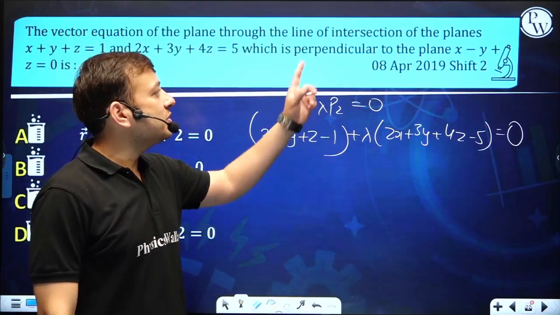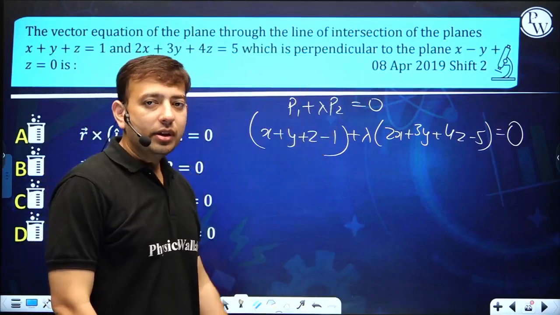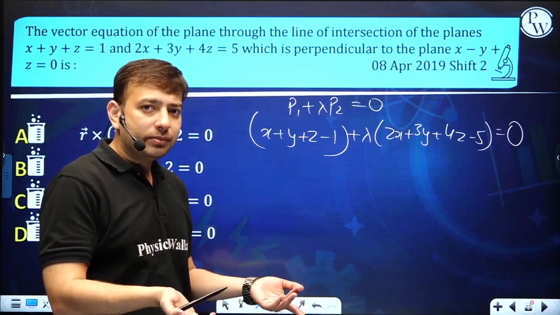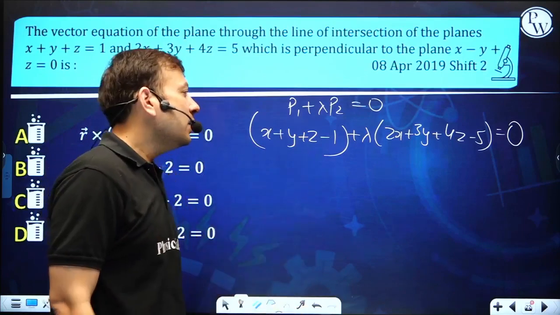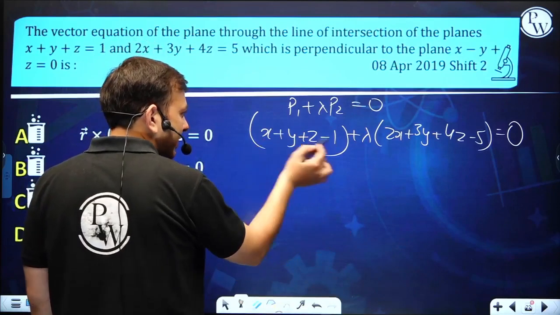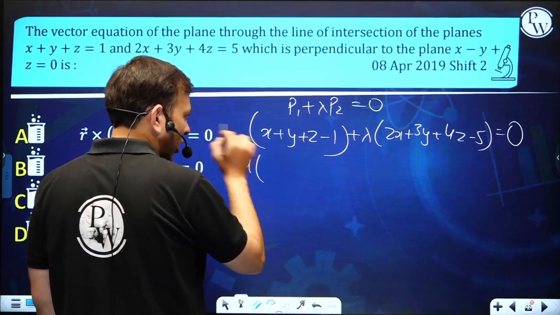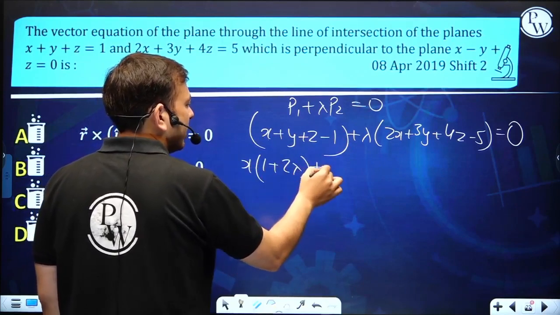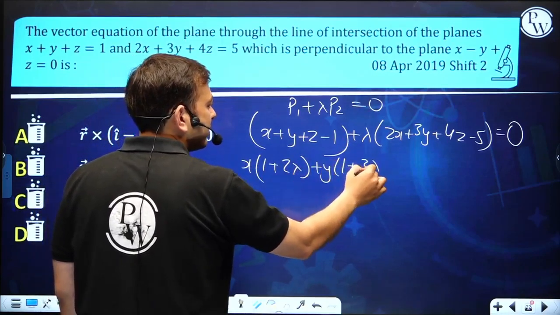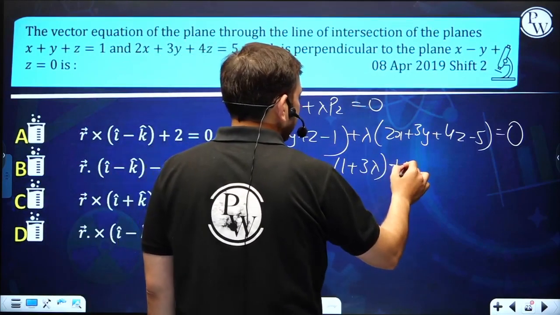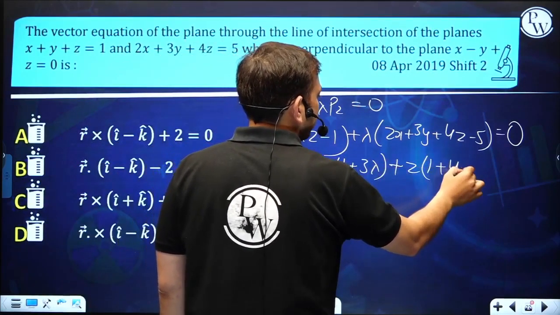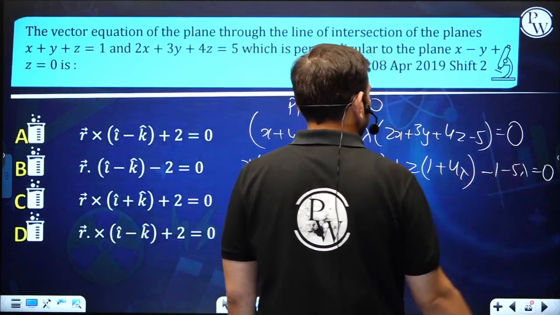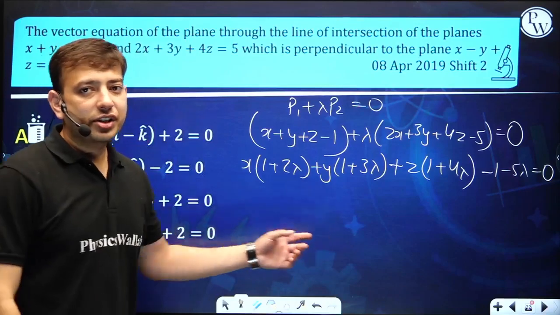But I need that plane which is perpendicular to the given plane. Perpendicular planes mean their normals will also be perpendicular. So first of all, find the direction ratios of the normal. Here, if you take x common, 1 plus 2 lambda. Y common, 1 plus 3 lambda. Then z common, 1 plus 4 lambda. Minus 1 minus 5 lambda equals 0. These are the direction ratios.